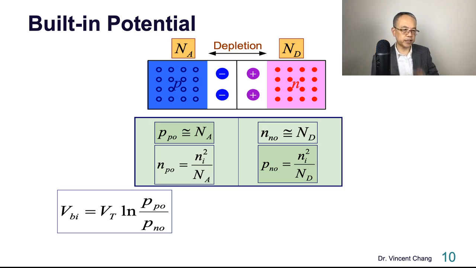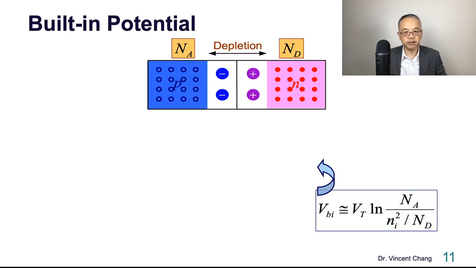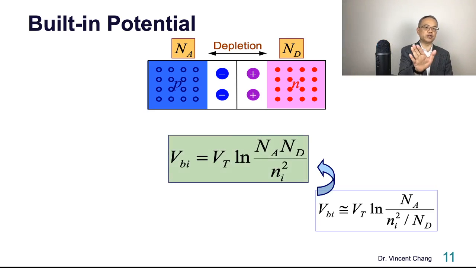nno and pno represent what? Electron carrier concentration in the n-type, majority. Hole carrier concentration in the n-type, minority. All right? So then you can get this. ppo is replaced by Na, and pno is replaced by ni squared over Nd. So here's the outcome, something that you need to be very familiar with: how to solve the built-in potential of the p-n junction.